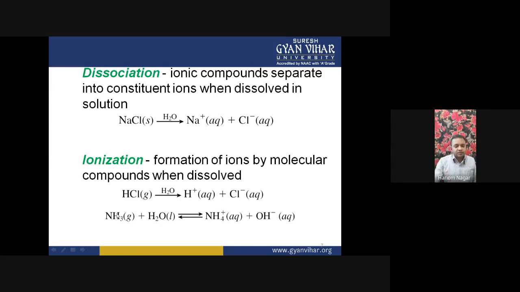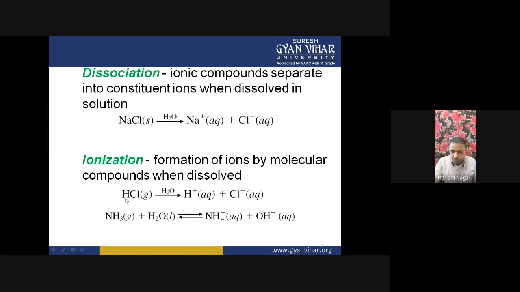But when they react, ammonia in the gaseous state and water in the liquid state, here G means gas state and L means liquid state, so when ammonia gas is dissolved in liquid water, there is formation of NH4 plus ion and OH minus ion. These are molecular compounds, found as molecules, not in the form of ions. But by the reaction, they are converted into ions.